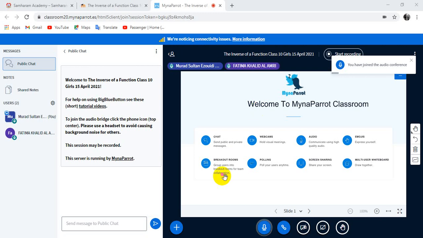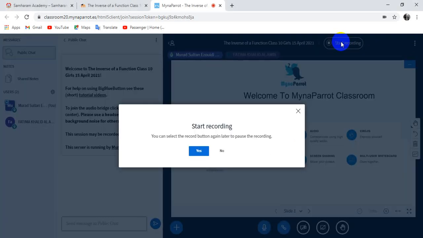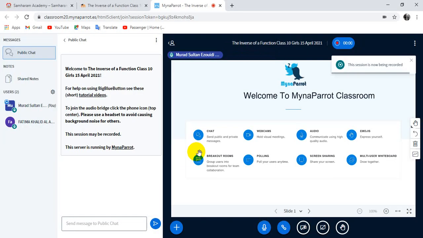My daughter joined the lecture. Today we'll see the last part in the functions, which is the inverse function, okay? You have joined the audio conference, yes, okay. So I'll just start recording. Where are the others?